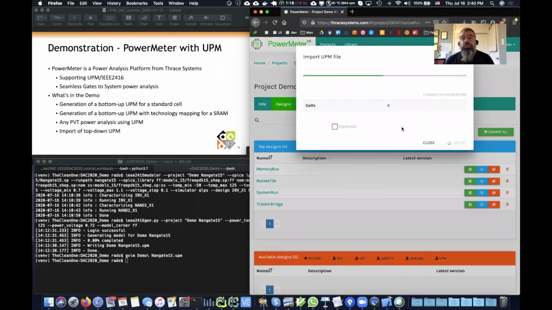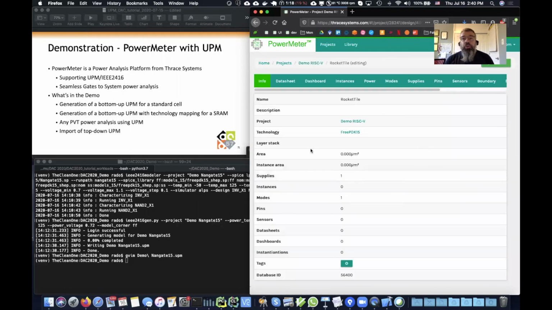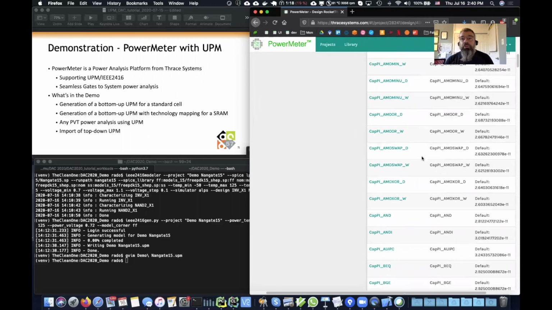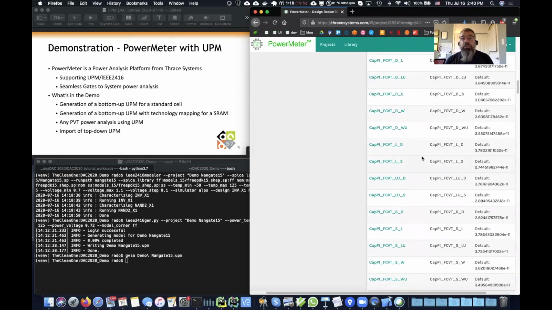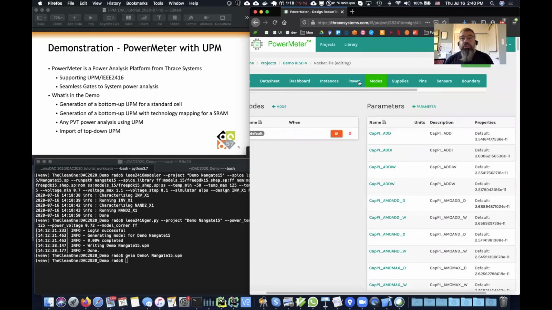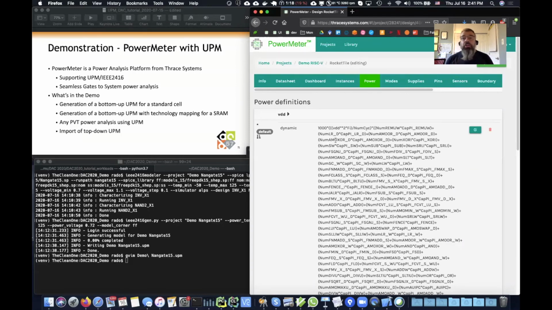And in the background, you're going to see all the 4 cells which are generated: the rocket tile, system bus, the memory bus, and the bridge design. Looking into the design, I can see that it has imported all its components. It has imported all its parameters, which come from the model. Some are constants, some are variable parameters. It has additionally imported all the power definition, the equation that's used to estimate power. And this is all it took for me to import UPM into Power Meter.